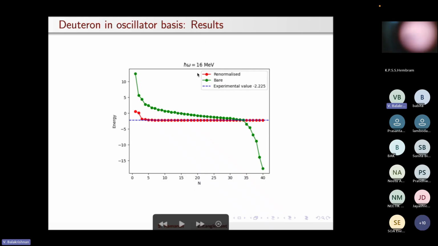So now, what we did was to take this deuteron problem and put it in the oscillator basis. Of course, for the deuteron problem, you can study it in momentum space. It's such a simple problem because it becomes an equivalent one-body problem. But instead, we look at it in the oscillator space because it also allows one to think of quantum computing.